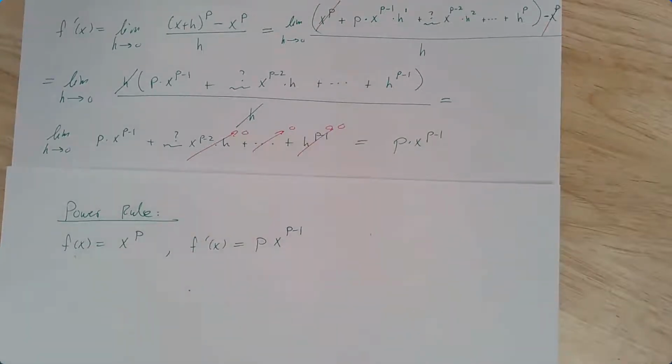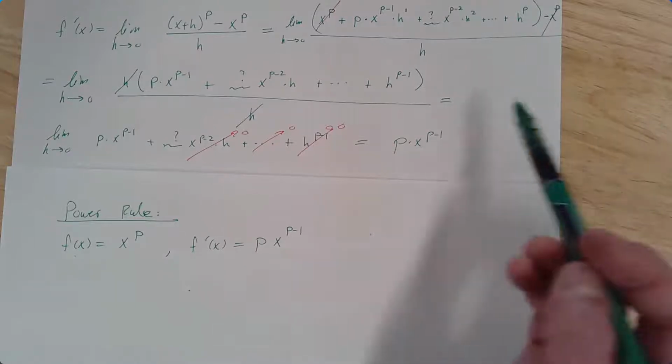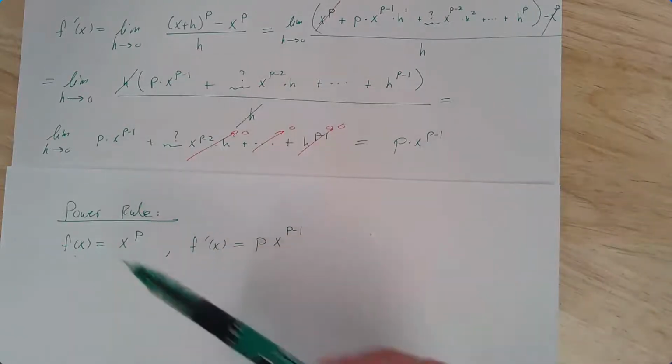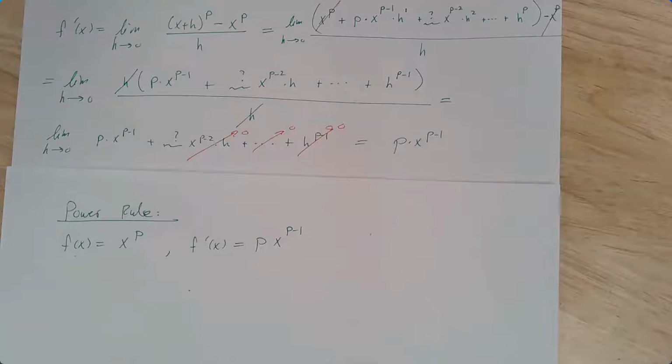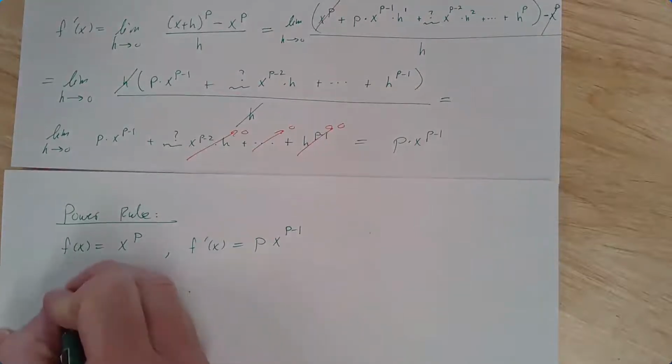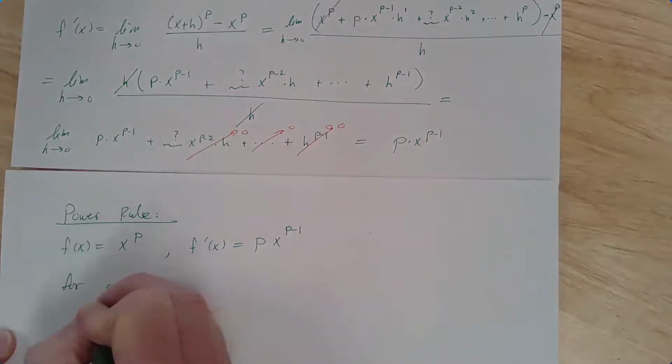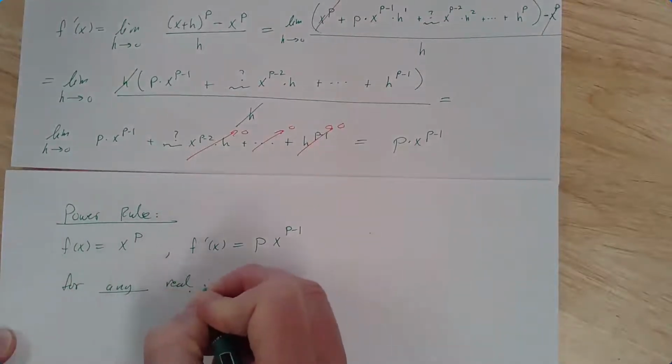And although we only showed it was true if p is a positive integer power, because this expansion we did is only true for that. Like you couldn't do this expansion for x plus h to the -7 halves, and there's no way of multiplying it out like that. But the power rule is still true for any power of x. This is true for any real number.